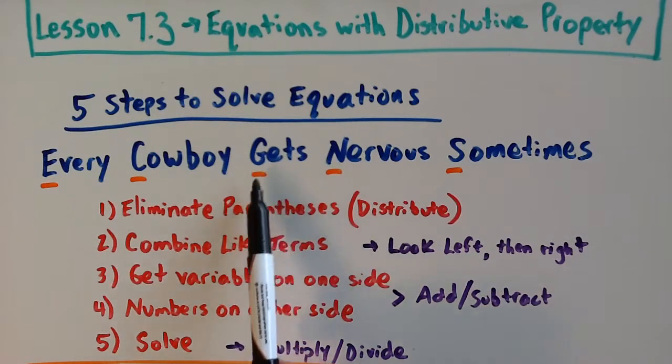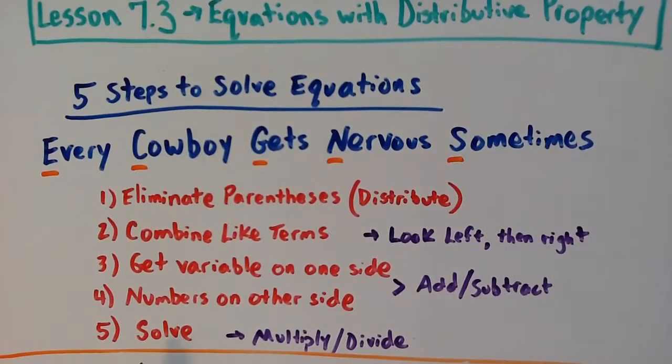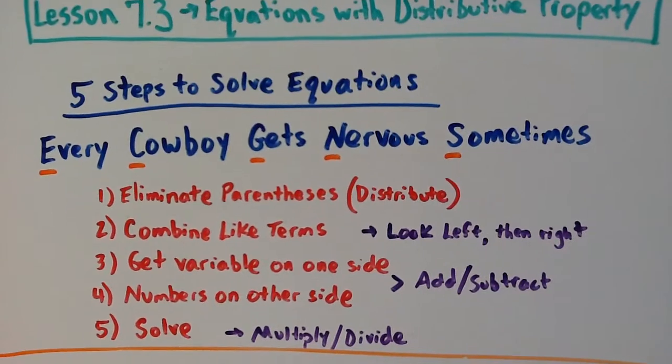The G on gets reminds us to get the variable on one side of the equal sign. The N on nervous reminds us to get the numbers on the other side. And the S on sometimes reminds us to solve.